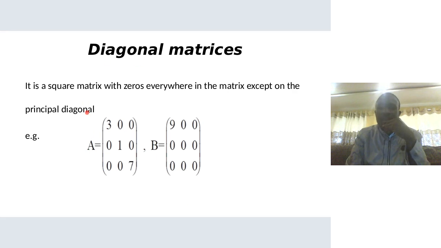And I think an example is there. You have matrix A there and matrix B. They are squares because they have got the same rows and the same columns.